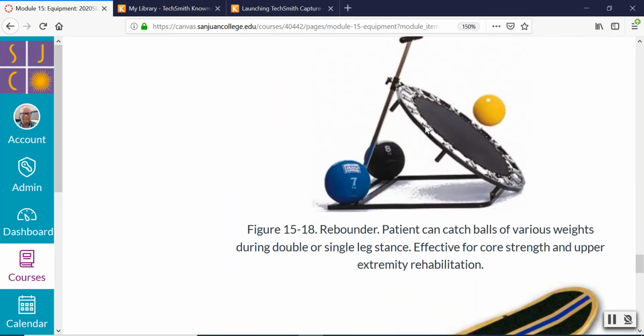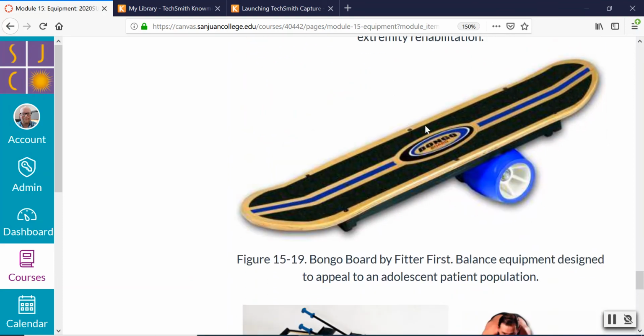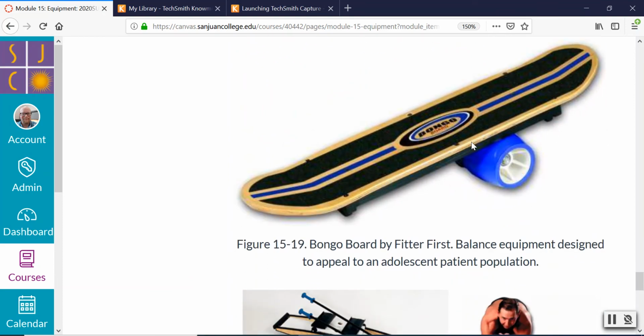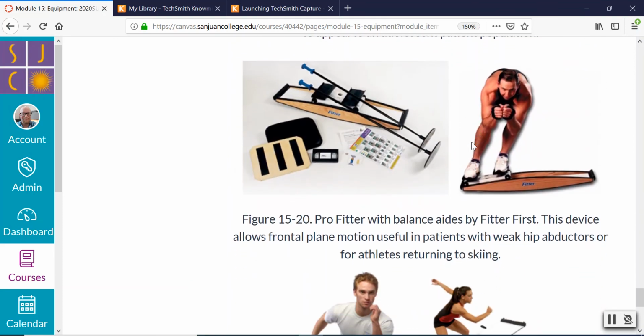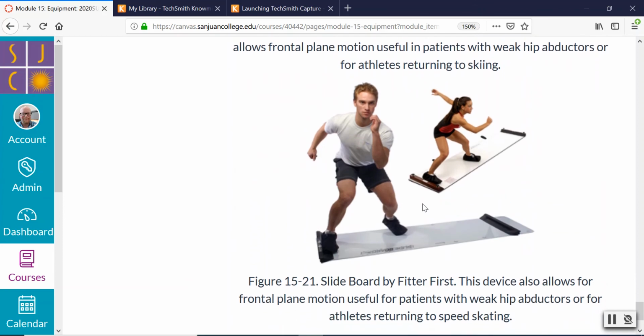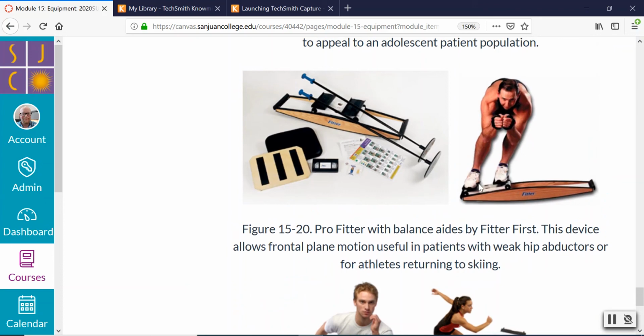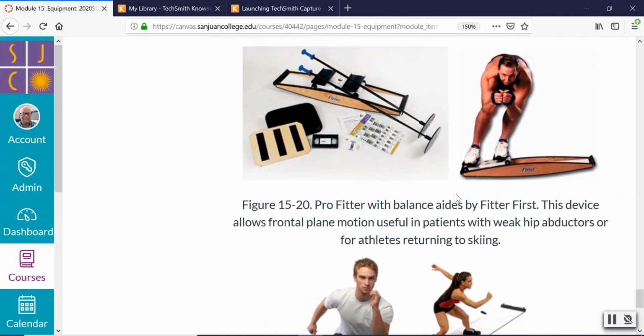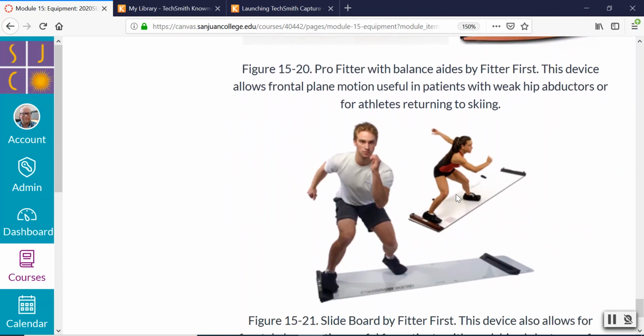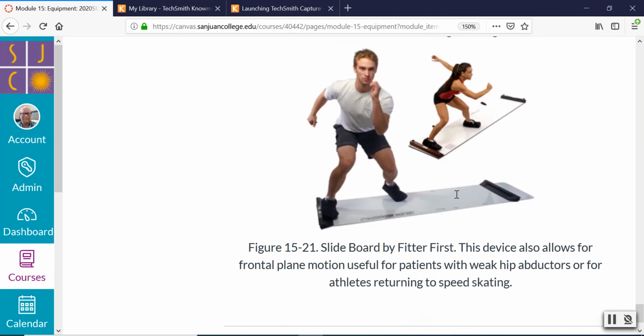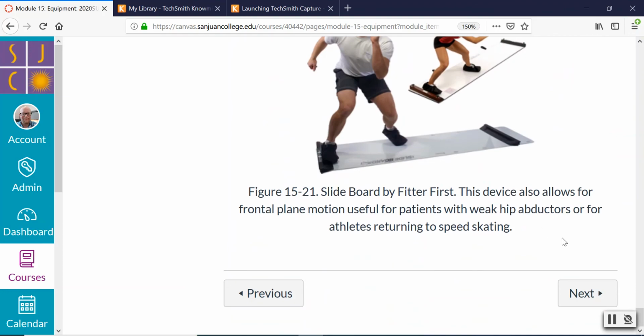So anyways, these are just some different things. This one's super challenging, a bongo board. There are some slide boards back and forth. This is another version, kind of a slide board. You lean back and forth and you slide with it. This is really high level stuff for athletes and things like that, skiers that you're trying to help recover.